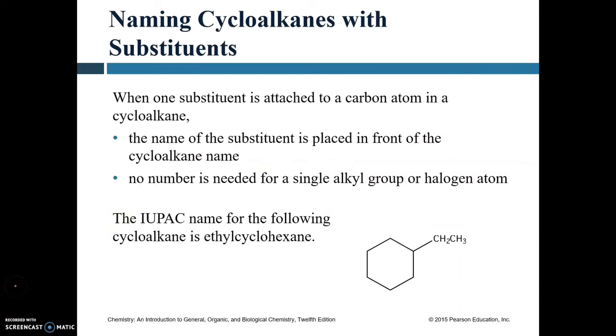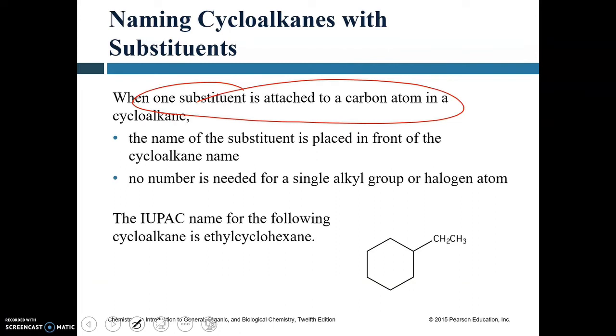So using the same approach, you can name cycloalkanes. When there is only one substituent attached to a carbon, you just put the name of the substituent in front of the name of the cycloalkane, and you don't really need a number. So this will be ethylcyclohexane.